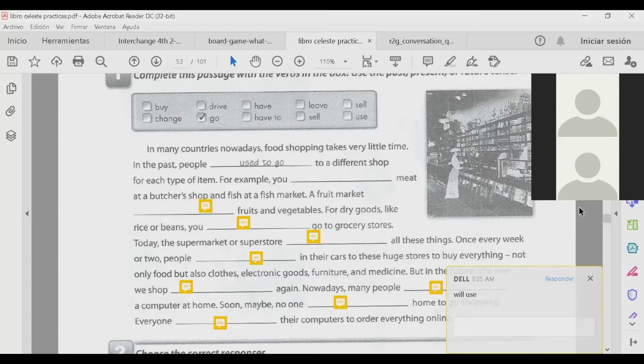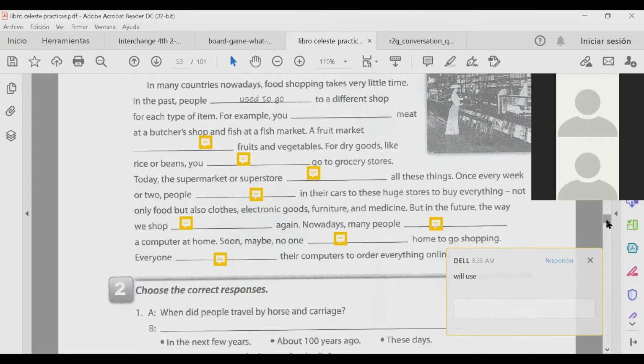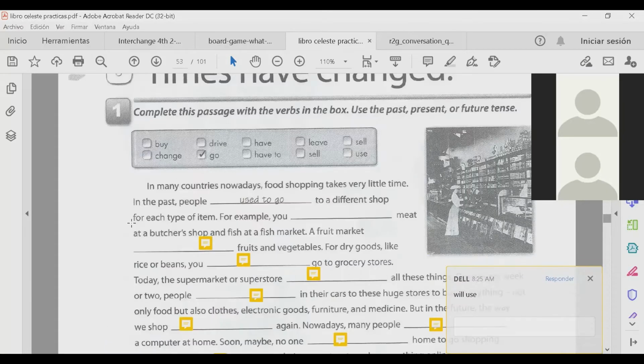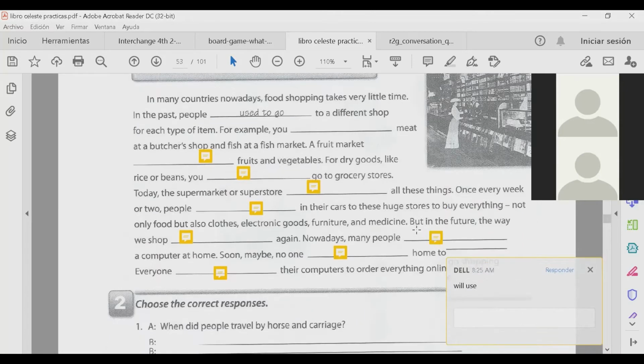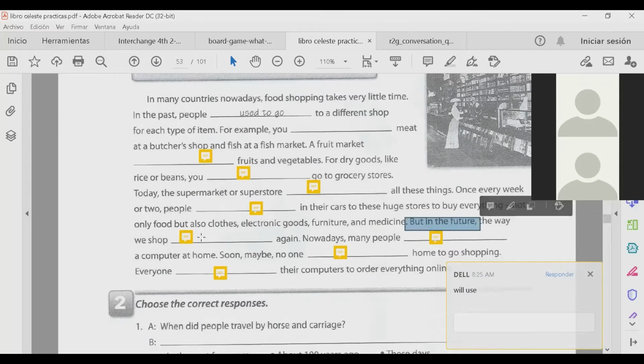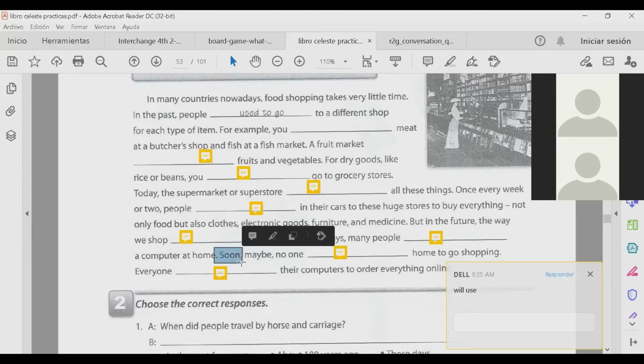So look at this, guys. This is what we were actually talking about in the last class, about used to, about the past tense, about these expressions: today, nowadays, in the future, soon. Just for you to take a look at those expressions. Remember, when we use soon, it is to refer to the future, so we use will.